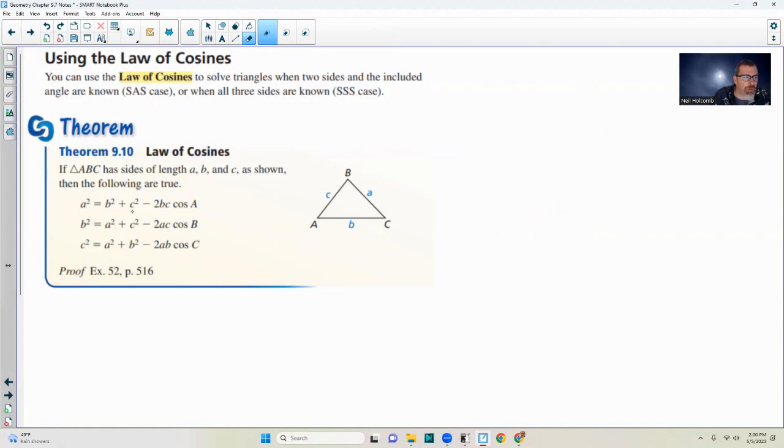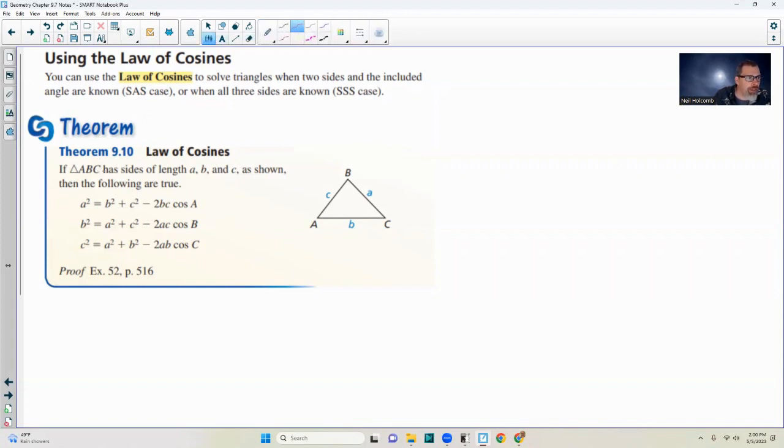But if we know three sides, we can use the law of cosines, or if we know one angle and the two sides that create it, or the angle included in those two sides, we can use the law of cosines. So SAS and SSS is cosines.